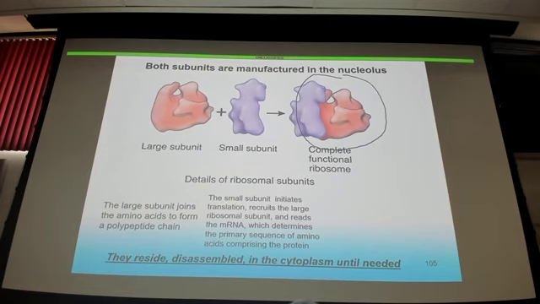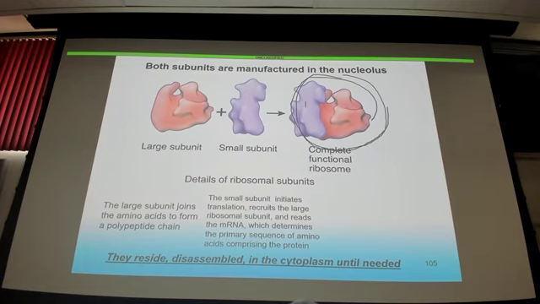So the small subunit is going to initiate translation. That will cause it to recruit the large subunit over to it, so they will join together. In that case, the small subunit is going to read the mRNA, which is called messenger RNA, which is the instructions of how we should stack these amino acids.